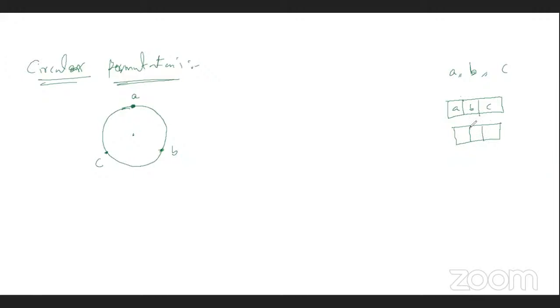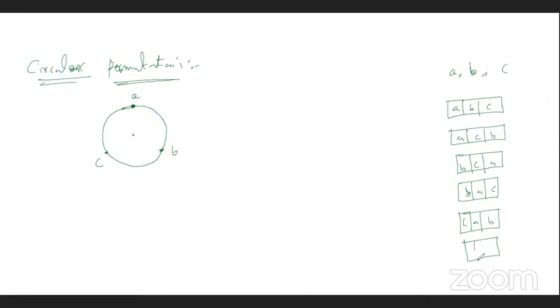So what are they? ABC. Next, ACB. BCA. First one I want to keep. ABC. Next, ACB. Next, BCA. BAC. Next, CAB. CBA. So total how many ways are there? 3 factorial, 6. Now I want to interrelate the number of circular permutations with linear permutations.